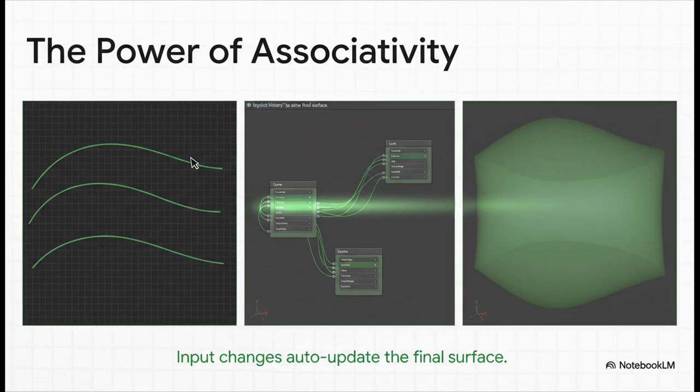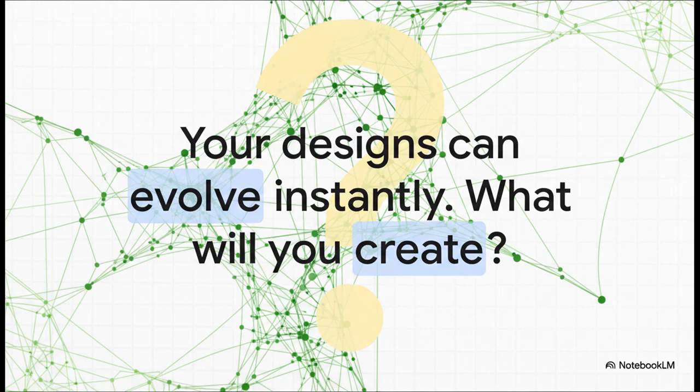This completely changes modeling from a linear step-by-step process into something dynamic and exploratory. So, you see, the loft isn't just a tool for making a single static shape. It's a component in a living system. A system where you don't just build an object, you build the logic that creates the object. And when you can do that, the whole question changes from what can I build to what can I empower my designs to become? So now that your designs can evolve in an instant, what will you create?